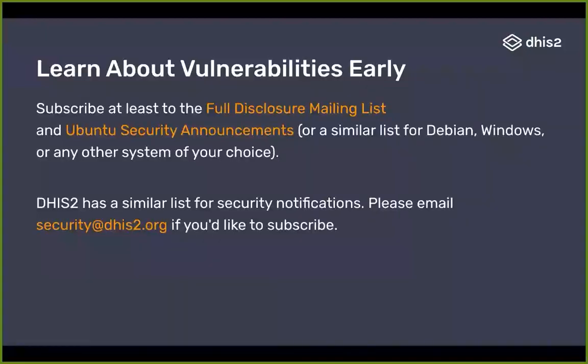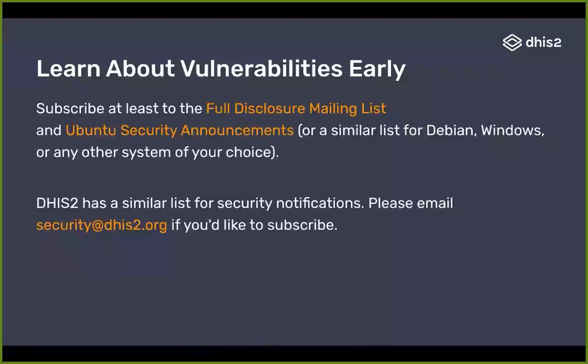And the last important thing here is to learn about vulnerabilities early. I mentioned that all major vendors have their vulnerability news feeds. There are shared news feeds. We are also sending notifications to our implementers.